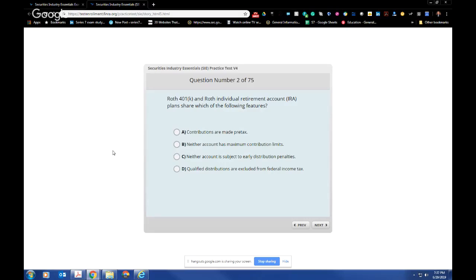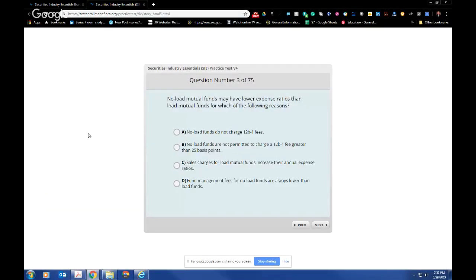So let's go. A, contributions are made pre-tax, out. Neither account has maximum contribution limits. That's not true. At least the Roth has one, and the Roth 401k has a larger one. Like it's $18,000 now. Neither account is subject to early distribution penalties. Well, there are ways to take it out of the Roth IRA, not the Roth 401k before 59.5. And D, qualified distributions are excluded from federal income tax. That is a true statement. Okay.